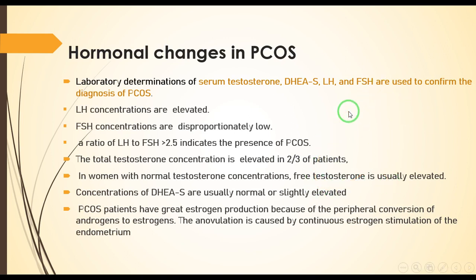How can we use the lab tests to investigate and assist in the diagnosis of polycystic ovarian syndrome? We can measure the level of testosterone and dehydroepiandrosterone sulfate, the luteinizing hormone, and follicle stimulating hormone. All these can be useful in the diagnosis of this common syndrome. Usually the luteinizing hormone is elevated, the follicle stimulating hormone is low, and if the ratio of luteinizing hormone to follicle stimulating hormone is more than 2.5, this indicates the presence of this disease.